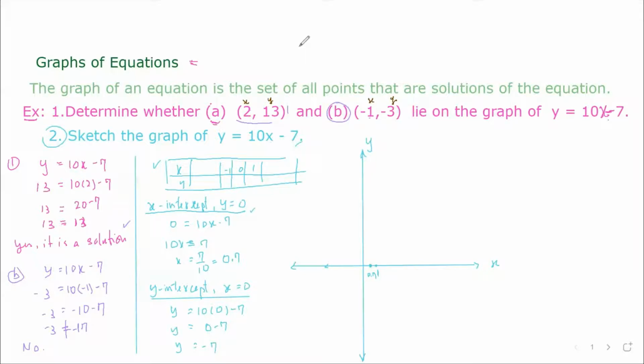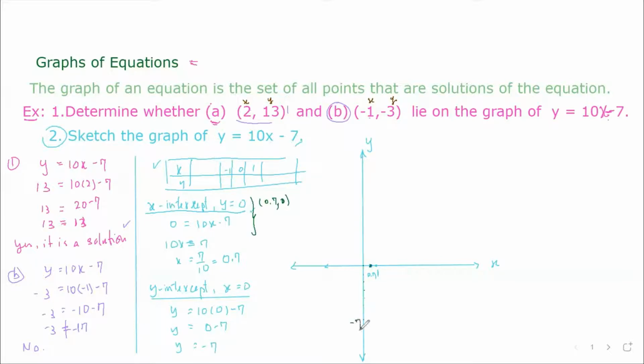Maybe use another color. So x 0.7, y 0 is this point. This represents the case when we have the x-intercept, right? When we write it down, it is x equal to 0.7, comma, y equal to 0. So that represents this point. Now the y-intercept should be along the y-axis, right? So that means y is -7, x is 0. So x is 0 here, go down, y equal to -7. This one, so 1, 2, 3, 4, 5, 6, 7.